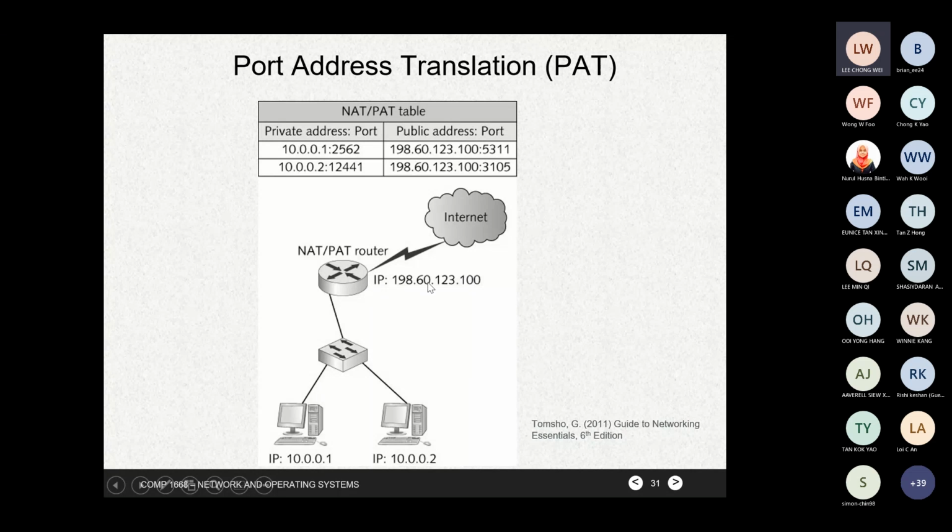Then the gateway address is 198.60.123.100. If this router is connected to the internet, that's how you're going to go through to the internet and vice versa. Example of port address is up here, 10.0.0.1, and then follows with the port number 2562. These numbers vary, depending on the services, and also it will have sub information, depending on what services or what other devices that you use. And this is a public address with the port numbers.